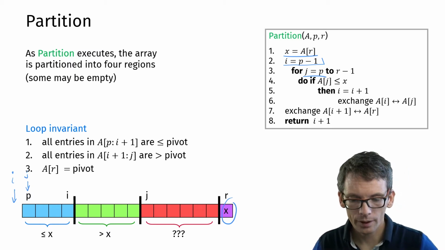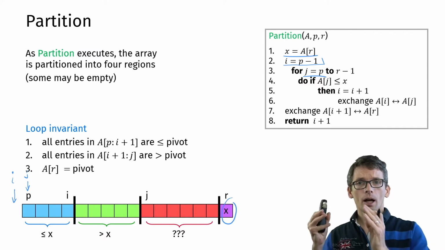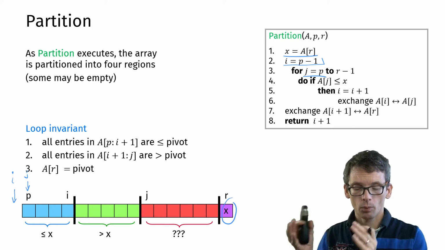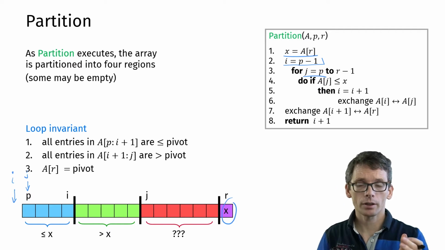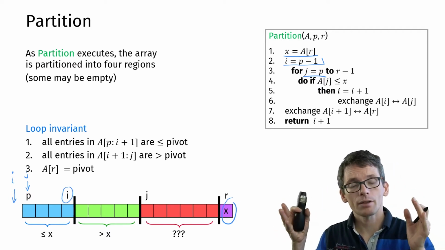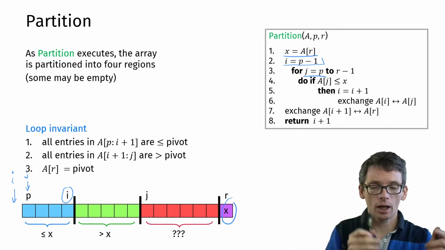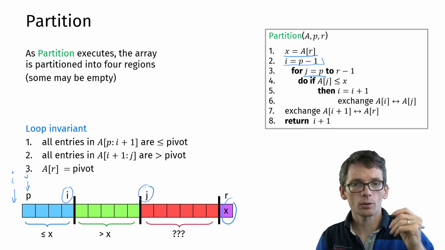What these indices will do is they will mark the part that is smaller equal x, so smaller equal the pivot, and the part that is larger than x. Up to index i will have all the elements that I've seen so far which are smaller equal x, and then I will have the elements larger than x up to j. So how does this work?